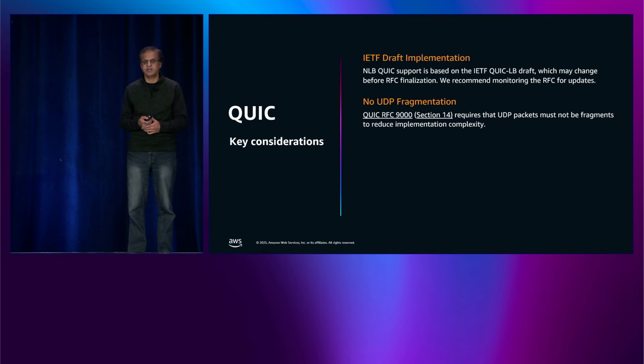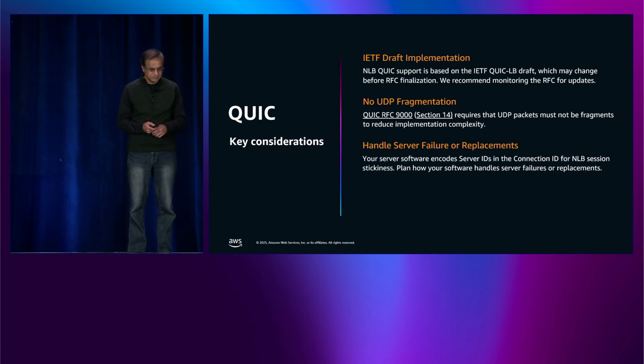Number 2, the IETF specification also states that there is no UDP fragmentation allowed in QUIC. This is by definition of the protocol. So there are no UDP fragments allowed. And because it's not allowed, we'll also drop it when NLB sees it.